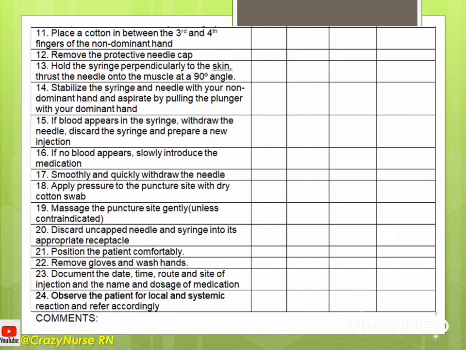Discard uncapped needle and syringe into its appropriate receptacles. Position the patient comfortably. Remove gloves and wash hands. Document the date, time, route, and site of injection, and the name and dosage of medication. Observe the patient for local and systemic reaction and refer accordingly.